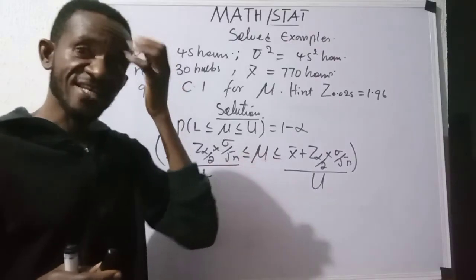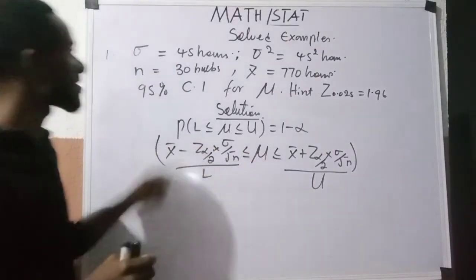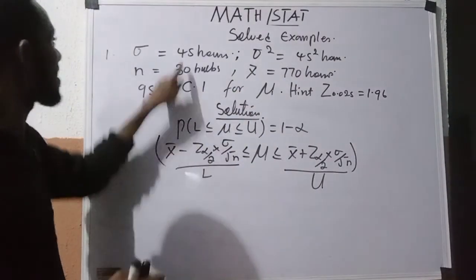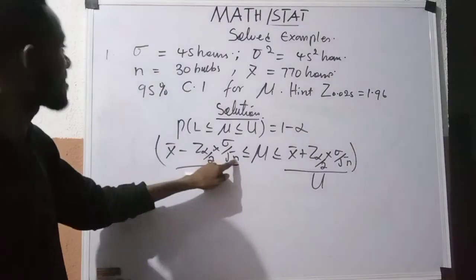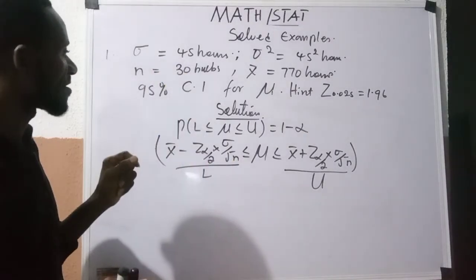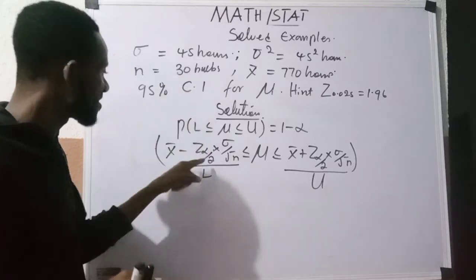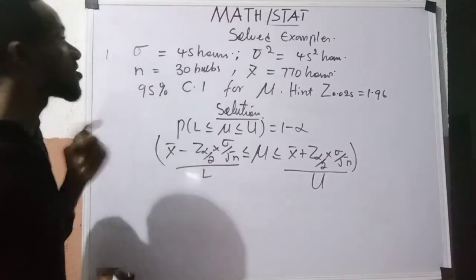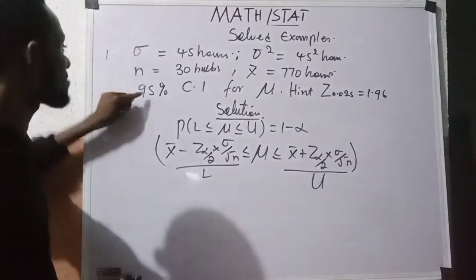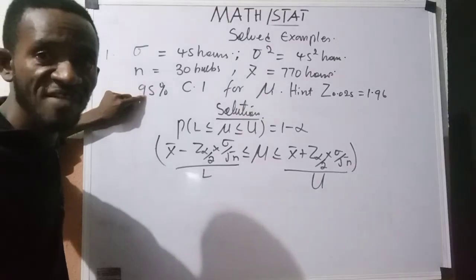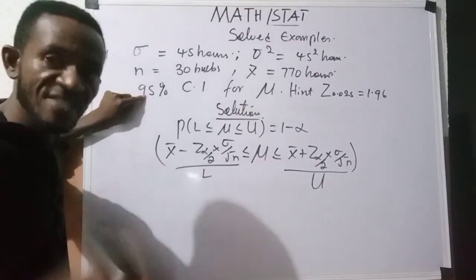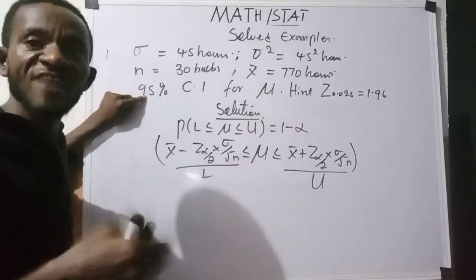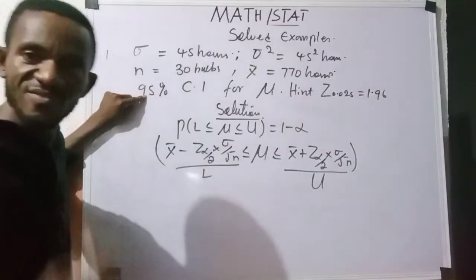I want us to look clearly here. If you look clearly, you find out that x bar is here, I know it. Sigma is here, I know it. n is here, I know it. The only thing I do not know is my alpha. But they have told me something that is going to help me know alpha. They asked me to construct a 95% confidence interval, or what we call 95% confidence level.